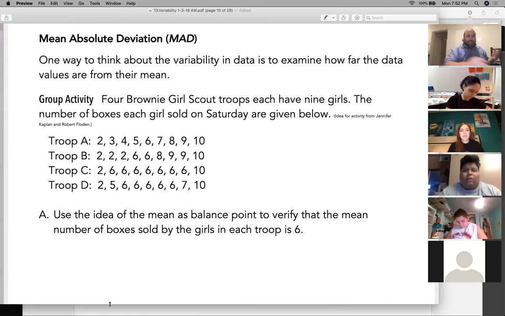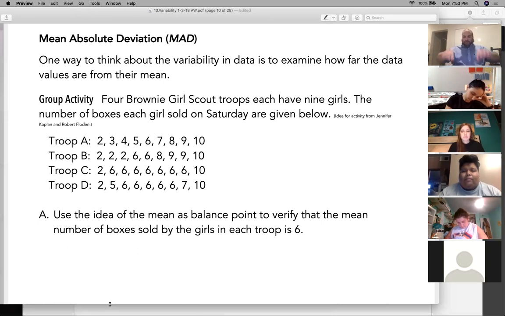Right, but aren't we doing what we learned last time, which is basically having 6 be the balance point? Well, we're trying to establish that 6 is the balance point. We don't know that 6 is the balance point, right? It says use the idea of the balance point to establish that each of the means is 6.